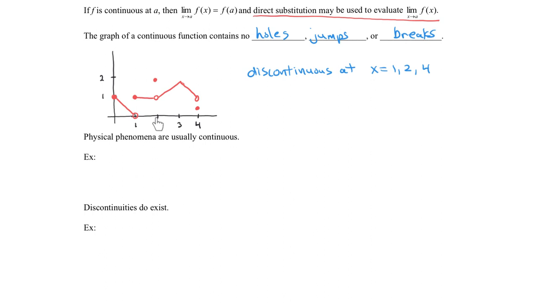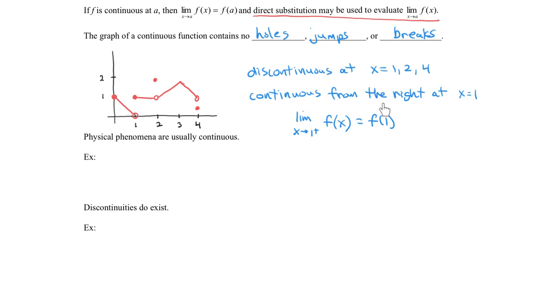So we can see that as x approaches 1, the function is approaching 1 also, right? So the limit as x approaches 1 from the left of this function is 1. Also, f of 1 is 1. So we can say that this function is continuous from the right at x equals 1. Because of this, the limit as x approaches 1 from the right. Remember the plus sign up here, it's like a superscript plus sign, means the limit as x approaches 1 from the right of this function equals f of 1.